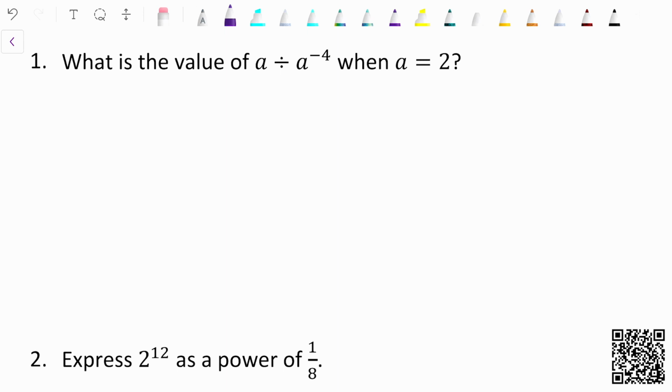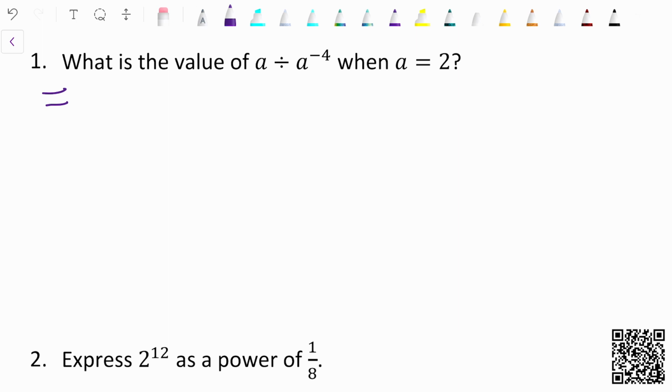Today's first question is, what is the value of a divided by a to the power of -4 when a equals 2? So before substituting the number in for the variable, let's solve it with the variable and then bring in the number when it's easier to solve.